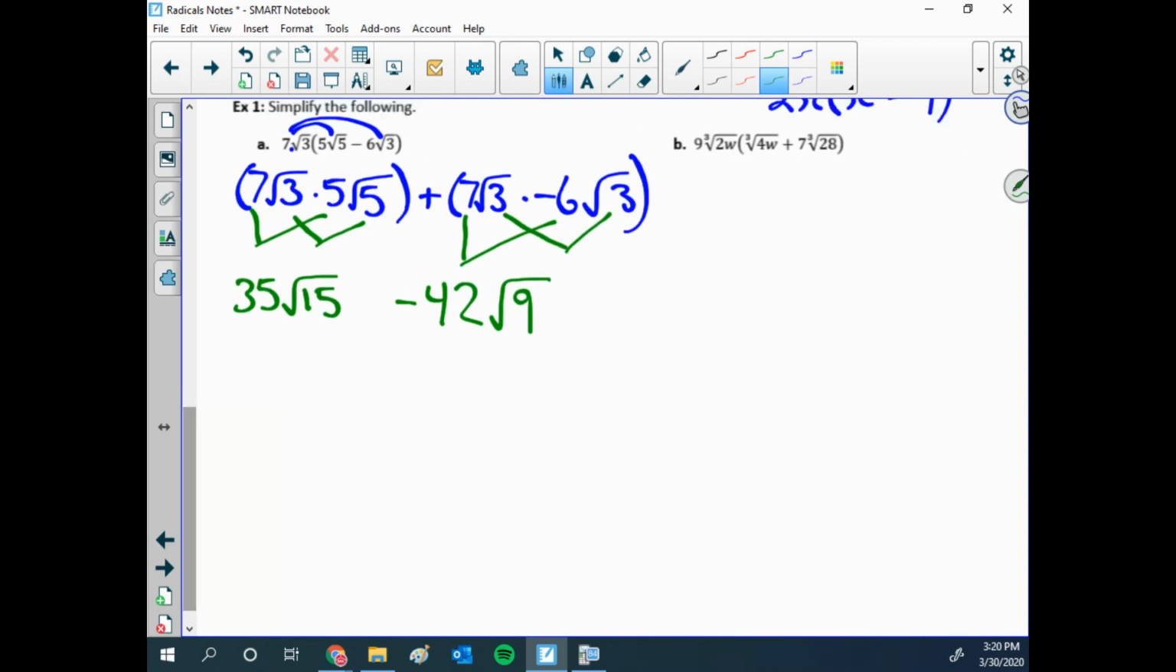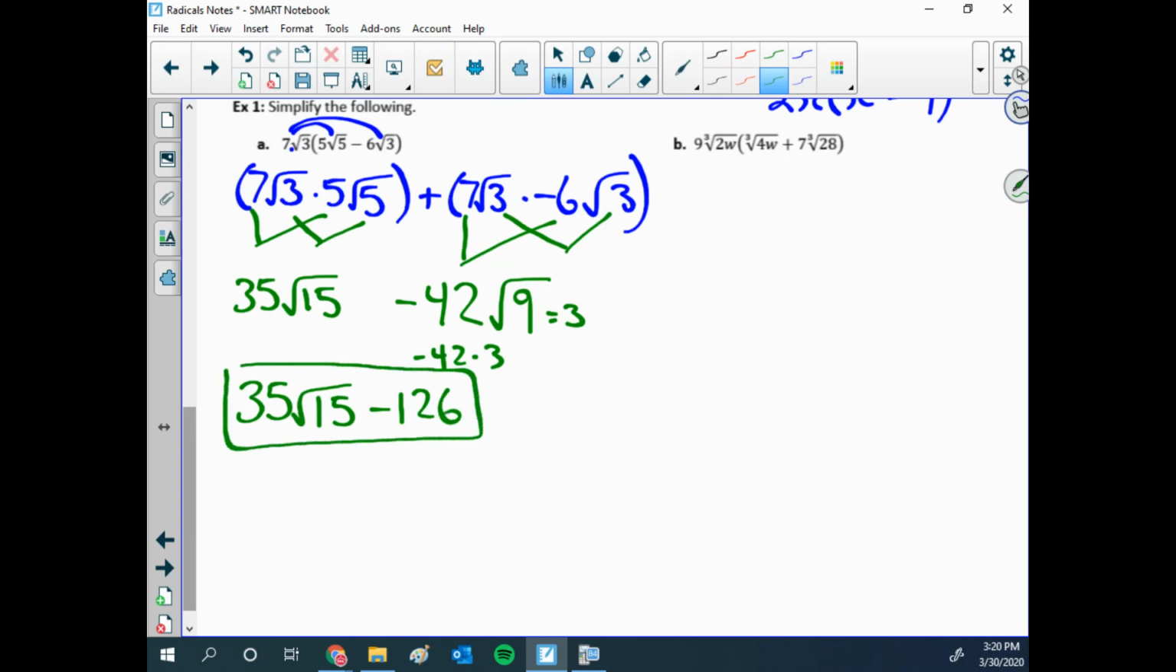The thing to remember here is I want to simplify as much as I can. So I'll look at that 35 root 15, and 15 isn't divisible by any other perfect square. So I would leave that as 35 root 15. And when I look at this, 42 root 9, well, root 9 is actually equal to 3. So this is just negative 42 times 3, negative 126. And I could always verify that answer by putting this on my calculator, this on my calculator, and I should get the same answer.